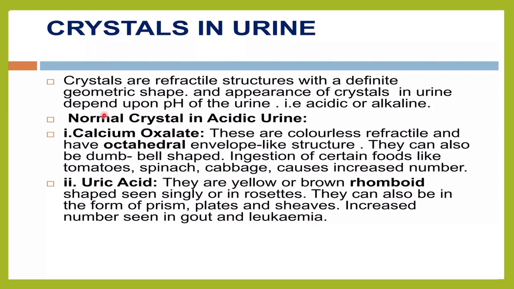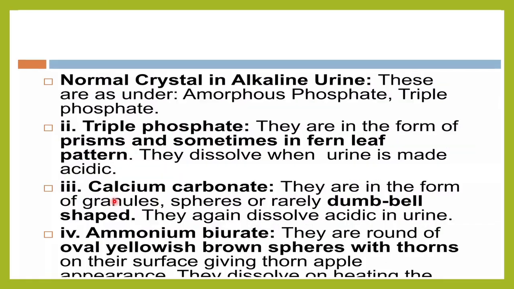There are certain crystals which we see normally in acidic urine, like calcium oxalate crystals or uric acid crystals. And there are certain crystals which we see in alkaline urine which are quite normal, like triple phosphate crystal, calcium carbonate crystal, ammonium biurate crystals. We have made previous videos wherein we have discussed each of these crystals in detail. You can have a look at that.